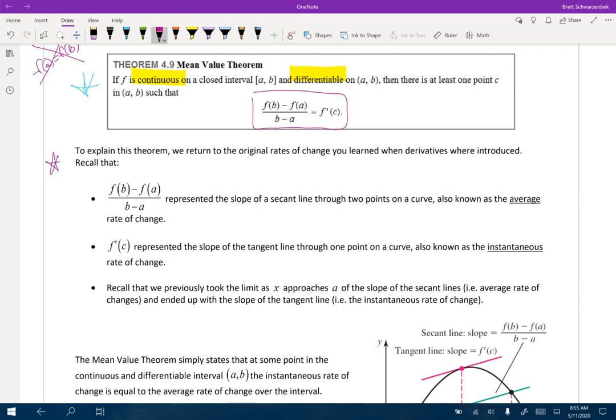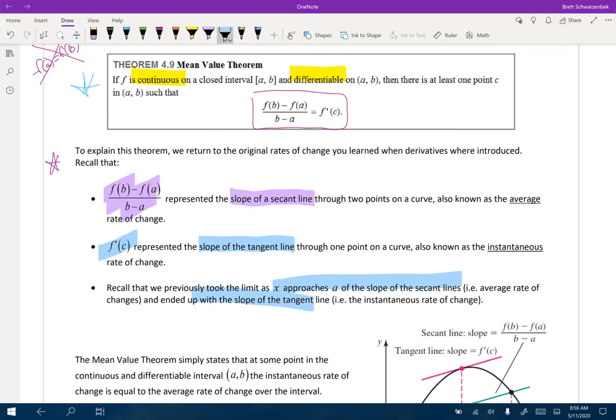So if we return to the original rates of change, recall that this is true. So basically, f of b minus f of a over b minus a represented the slope of the secant line, which, by the way, was the average rate of change, where the derivative we know is the slope of the tangent line and represented the instantaneous rate of change. So also, of course, we knew that the limit as x approaches a, the slope of the secant is the slope of the tangent. Obviously, that's important.